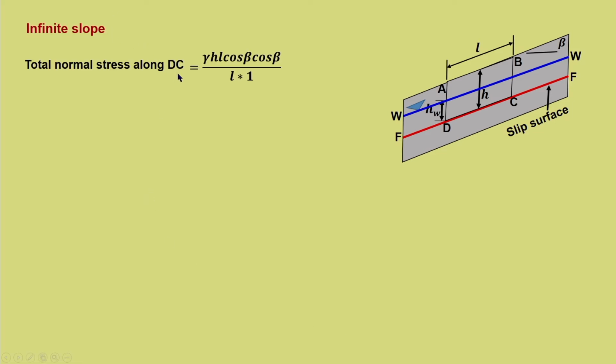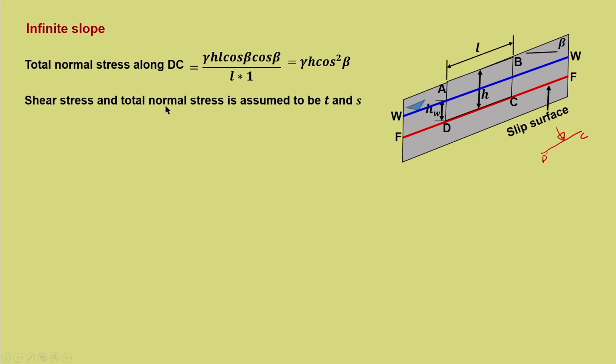Now, total normal stress along DC, that is the normal stress acting on DC. So, we know that the component has been taken. So, it will be the weight component in cos beta direction. So, gamma H L cos beta into cos beta upon L into 1, that gives gamma H cos square beta. All these exercises we have already seen during our undergraduate. So, we are just brushing it up and see how we will understand this in the context of stress path.